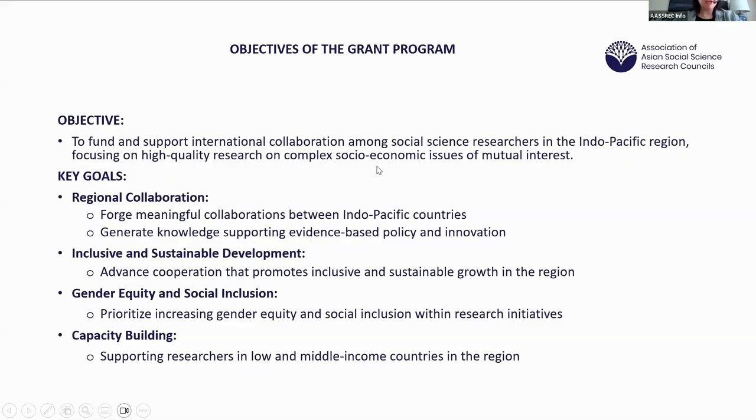So in a nutshell, the objective of the Social Science Priority Grant Program is to fund and support international collaboration among social science researchers in the Indo-Pacific region, with a focus on high quality research on complex socio-economic issues. Our key goals are regional collaboration, and we're hoping to achieve some meaningful collaborations between Indo-Pacific countries, and that the research projects and outcomes will generate knowledge that supports evidence-based policy and innovation.